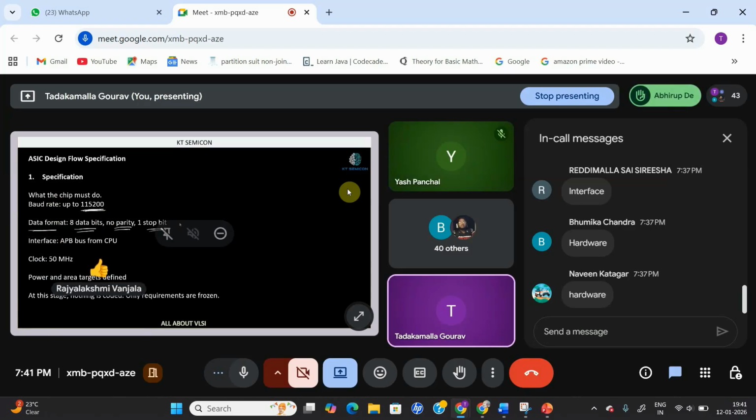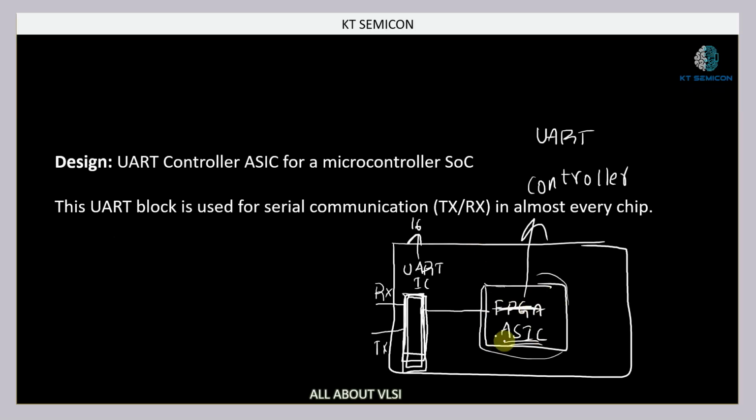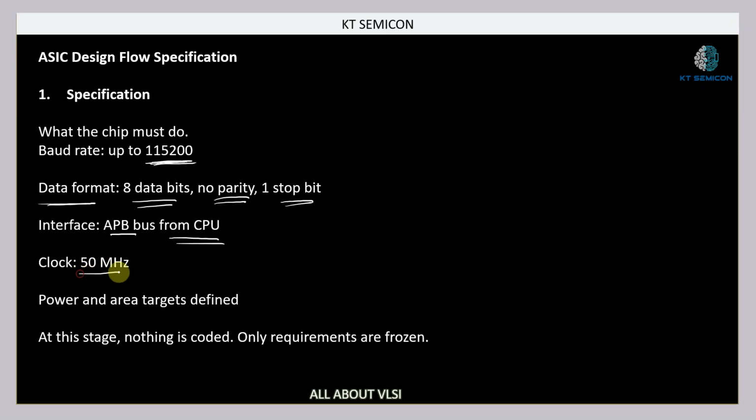Great. Now, we also have an interface, the APB bus, from the CPU. So this ASIC chip and this UART are basically connected with an interface which is known as the APB interface. Now, what do you mean by this APB interface? This is also presented on our channel. You can watch it over there. The recordings are already present. Using this APB interface, the ASIC chip and the UART chip are connected. Now, the clock should be 50 megahertz, and power and area targets are defined.